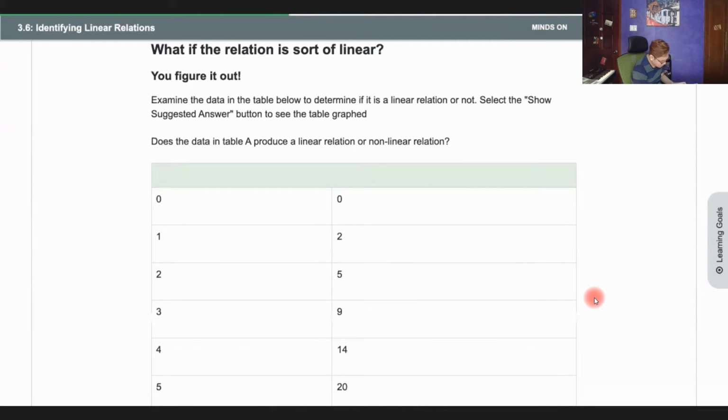Once the relation is sorted as linear or not, you figure it out. Examine the data in the table below to determine if it's a linear relation or not. Select the Show Suggested Answer button to see the table and graph. Does the data in table A produce a linear relation or a non-linear relation?